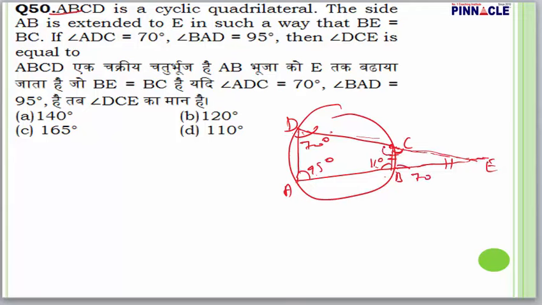If this is 95, then this would be equal to 85, because 95 plus 85 would be equal to 180. If this is 85, and this angle and this angle is same, so if it is 70, then both would be equal to 110 plus 70, that is 180, and this and this, so this angle and this angle would be equal, so this would be 55 and this would be 55. This is 85, this is 55, total should be equal to 140. Answer is A, 140, 55 and 85.